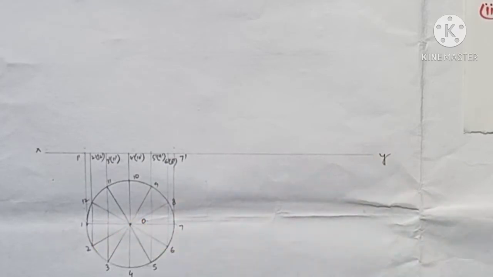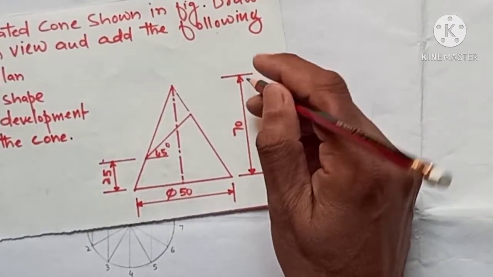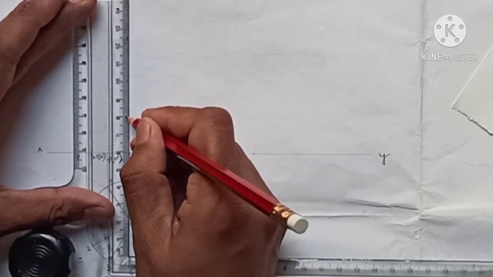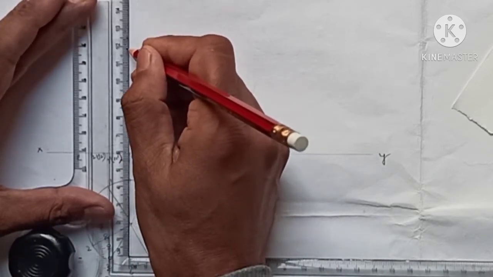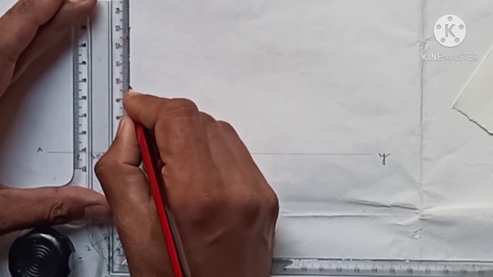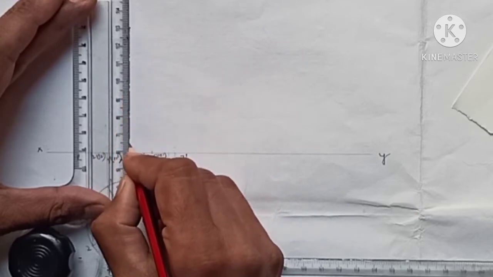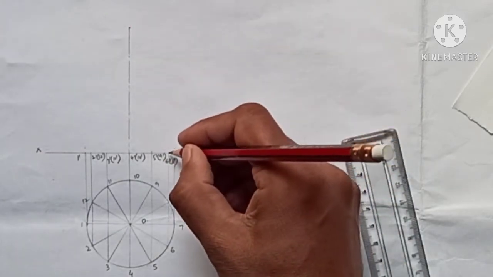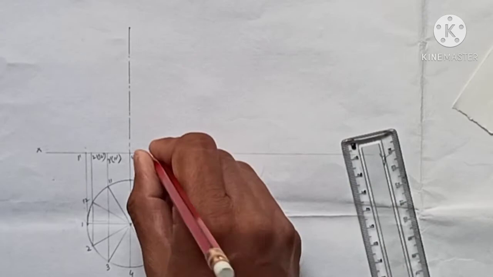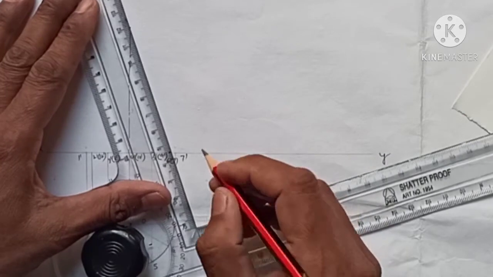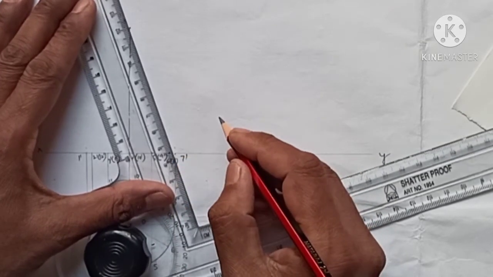Now I know the height of this cone is 70, so I need to draw the center line. So I will draw the center line of height 70 mm. So this is the height. I will draw the center line, the dotted one. Then I need to join all these points which I have brought up to the XY line, and I need to connect them to this apex. Fine, dear students. So let me connect.